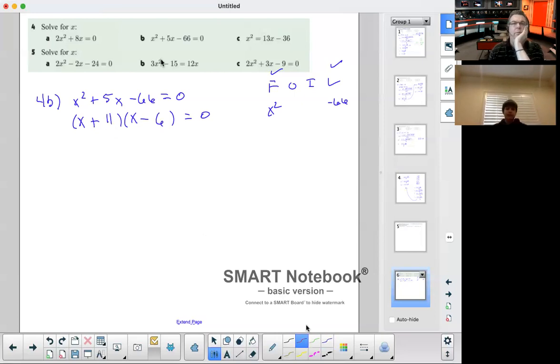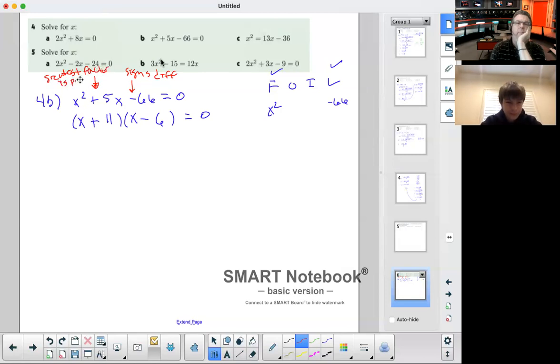Now, a quick way that was taught to me: I need factors of 66. The signs are different because that's negative. And if the signs are different, the greatest factor is going to be positive. Signs different, greatest factor is positive. That's what those signs can tell you.